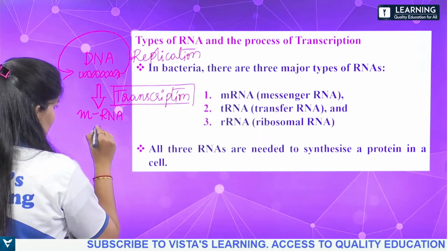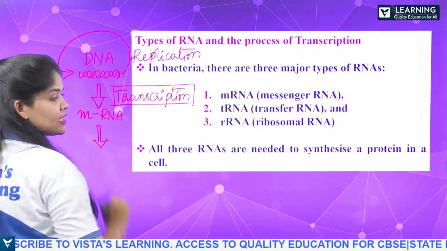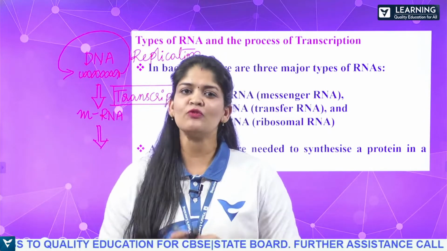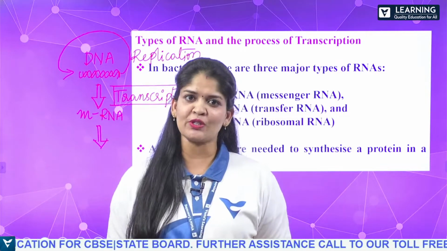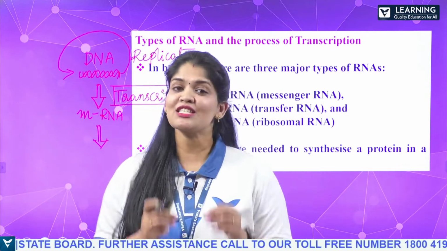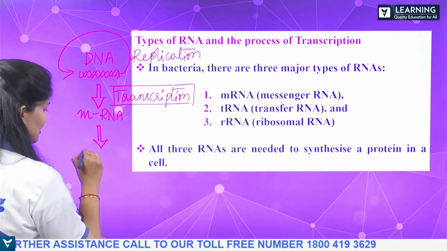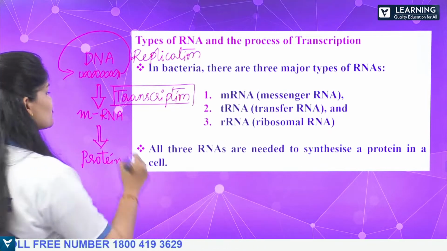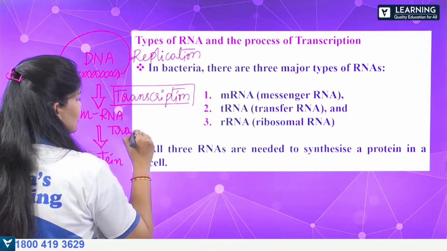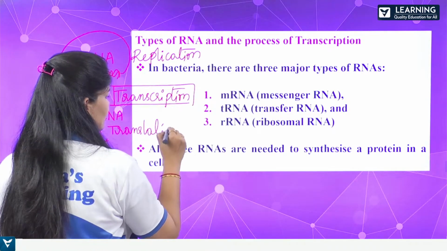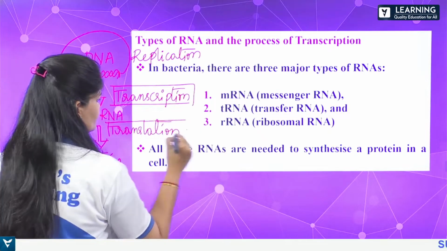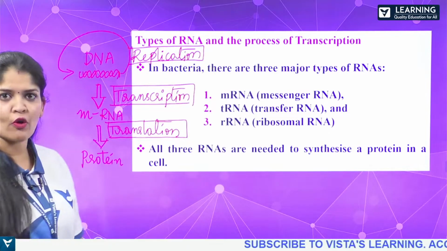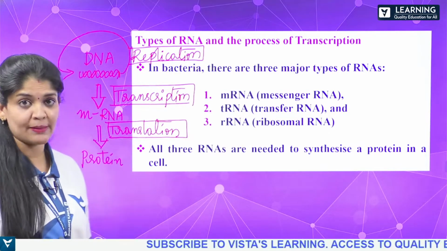Now, the genetic information which has been transmitted into mRNA is going to be used to synthesize the sequence of amino acids present in the structure of a protein. That means protein synthesis, and this process is called translation. So, these are the major processes of the molecular biology of the central dogma.